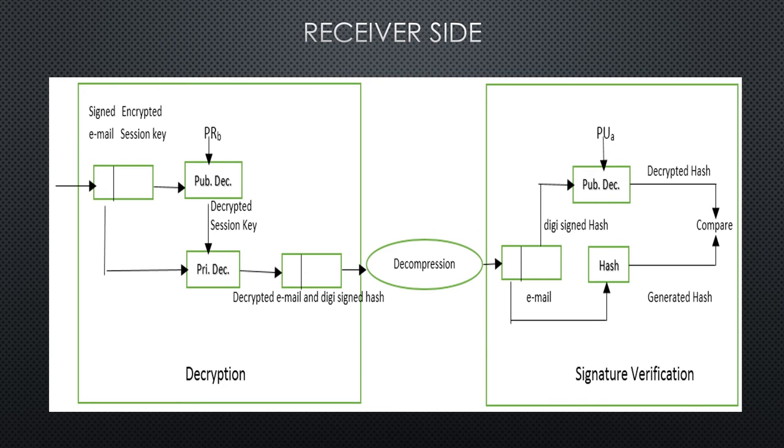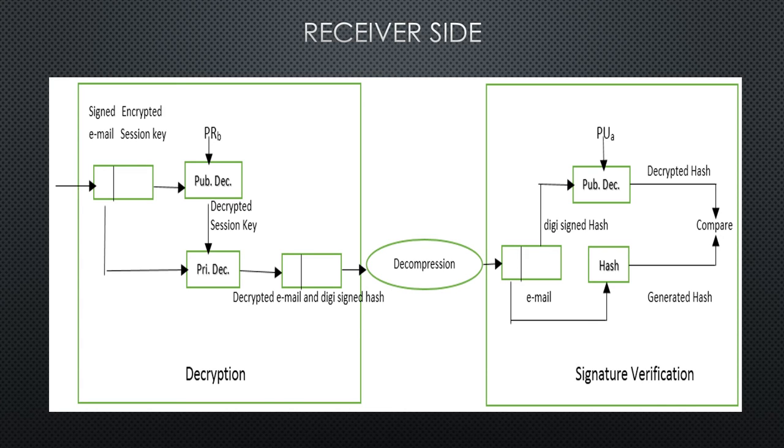This is the receiver side process diagram. Receiver will first decrypt the secret key of IDEA with his private key. The inputs to the public decryption RSA algorithm will be private key of receiver and compressed encrypted secret key. The output from RSA will give the decrypted plain secret key.